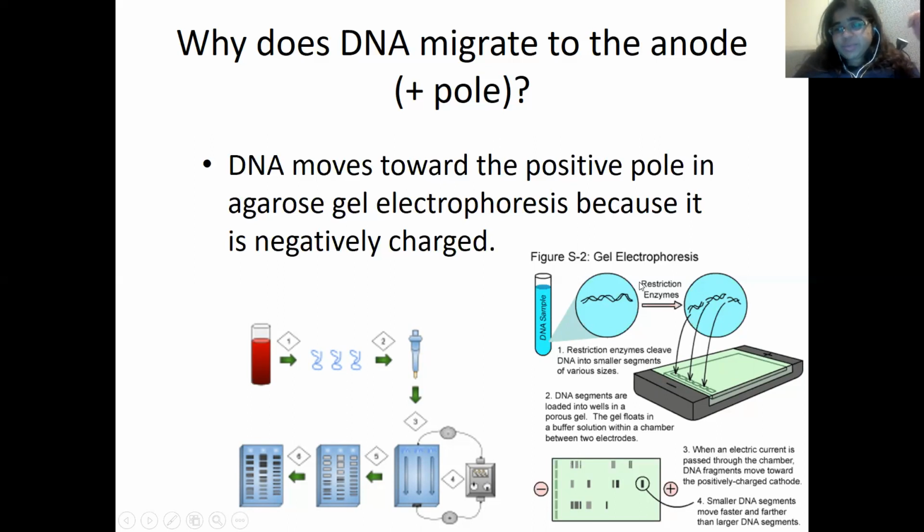So always remember, for gel electrophoresis, or any kind of method you use to look at DNA, make sure the current is running from negative to positive, right? Okay, good. Remember that.